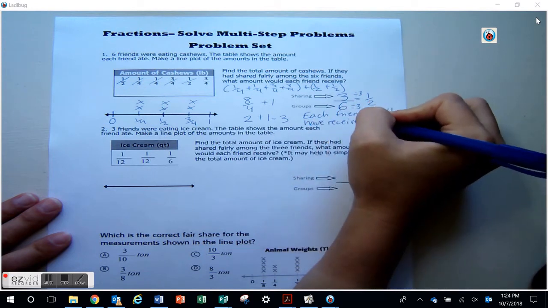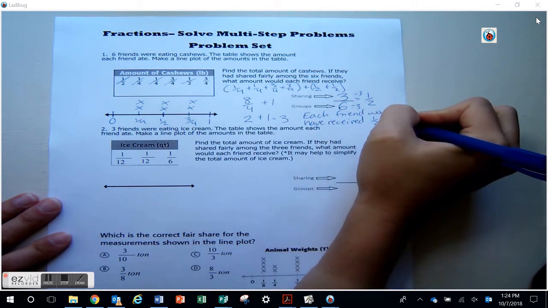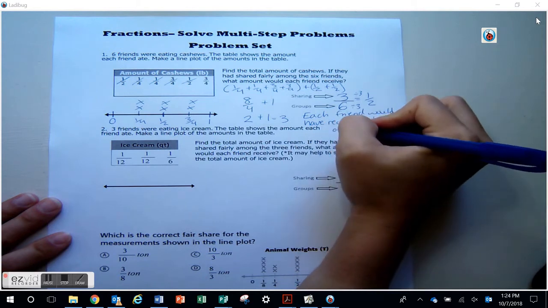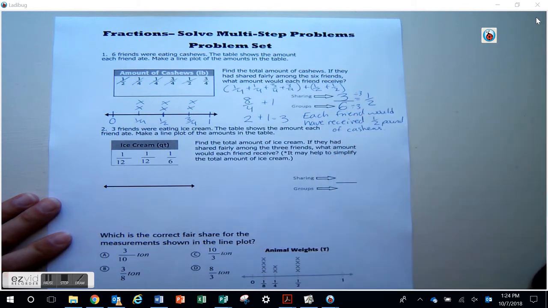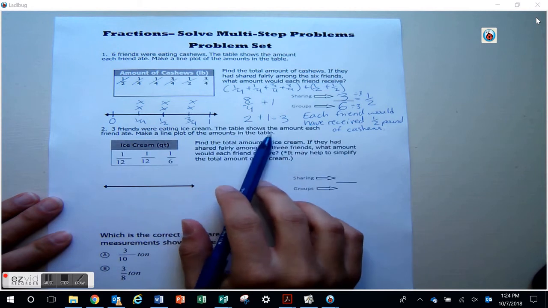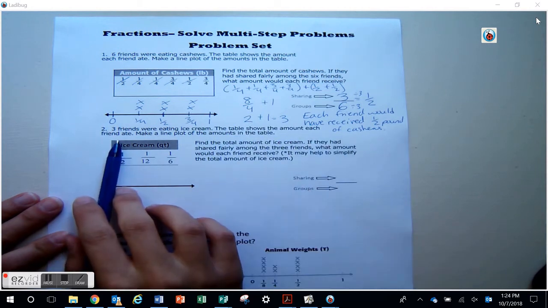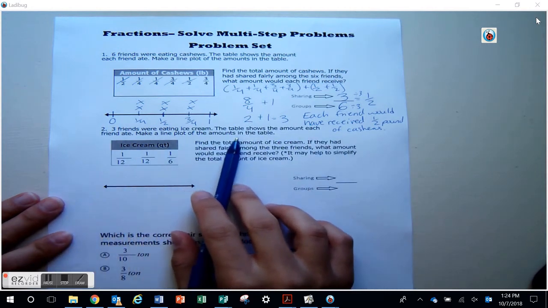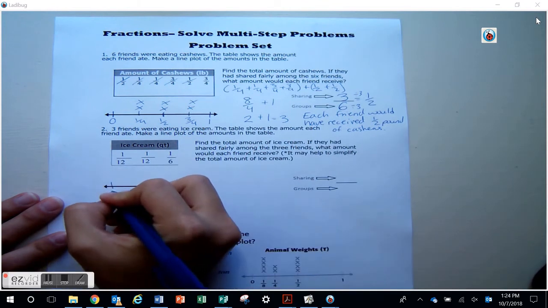Each friend would have received 1/2 pound of cashews. Each friend would have received 1/2 pound of cashews.